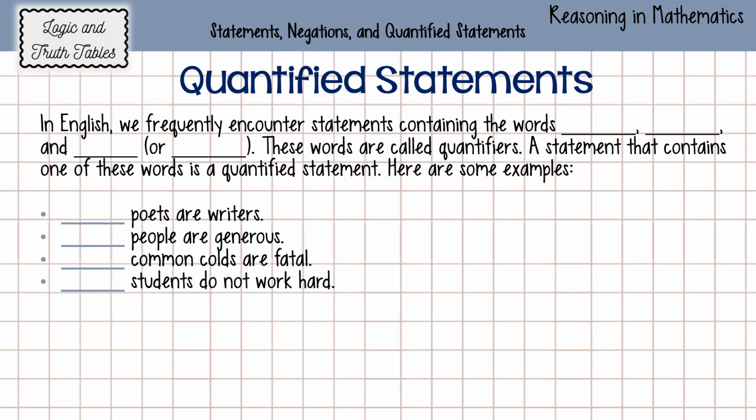Quantified statements. In English, we frequently encounter statements containing the words all, some, and no or none. These words are called quantifiers. A statement that contains one of these words is a quantified statement. Here are some examples. All poets are writers. Some people are generous. No common colds are fatal, and some students do not work hard.